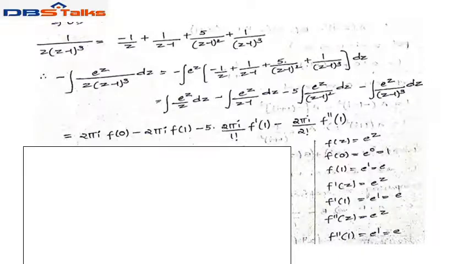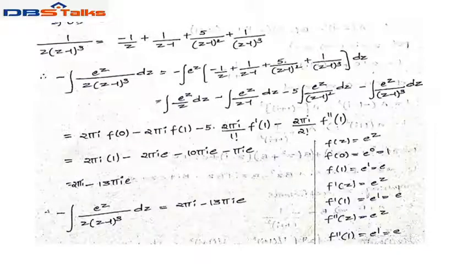Here f of z is e power z. Next, to find f of 0, f of 1, f dash of 1, f double dash of 1. So, f of 0 is e power 0, which is 1, f of 1 is e power 1, which is e, f dash of 1 is e, and f double dash of 1 equals e power 1, which is e.